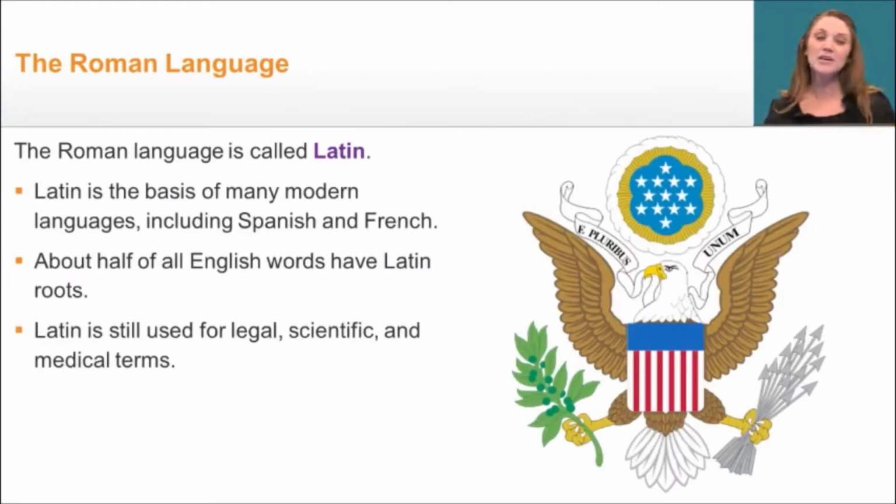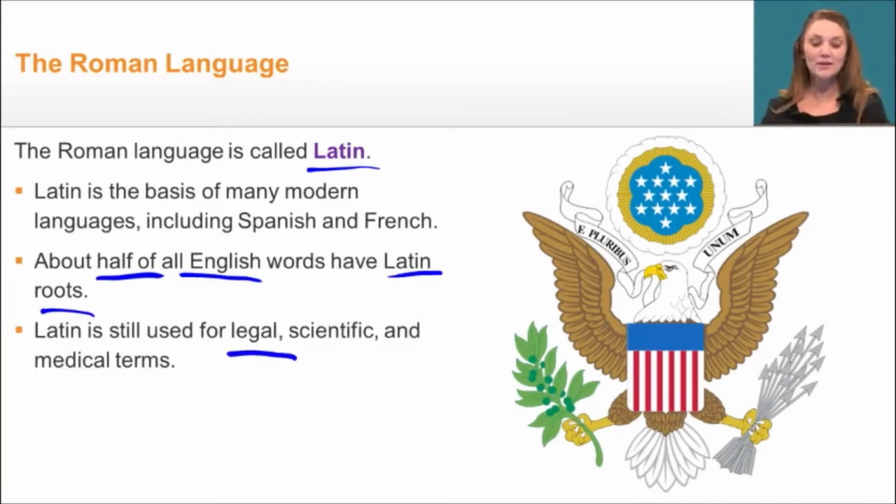The Roman language is called Latin. Latin is the basis of what we call today the Romance languages: Italian, Spanish, and French. It is not the basis of English. English is actually a Germanic-based language. However, about half of all English words have Latin roots. And Latin is also still used today for legal, scientific, and medical terms.